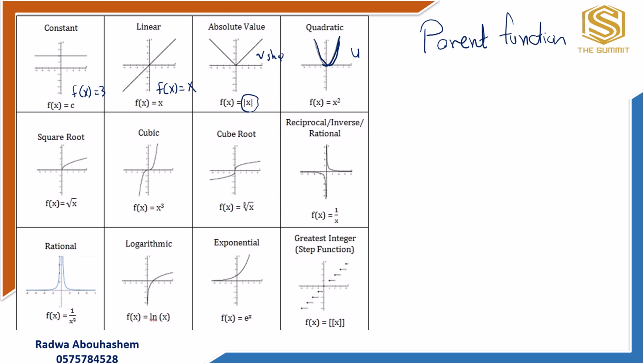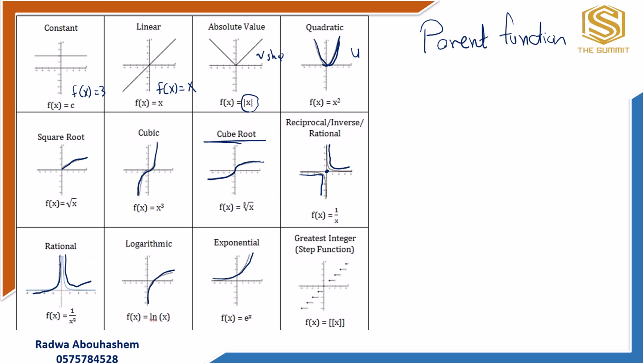The square root function. This is the cubic function, f(x) equals x to the power 3. This is the cube root function. Cube root is different from the cubic. As you see here, it's flatter, more flattening than the cubic. The reciprocal, or the inverse, or the rational function, has a vertical asymptote and horizontal asymptote at 0, 1 over x. Here is the rational function, but for 1 over x to the power 2. Here is the logarithmic, and here is the exponential.